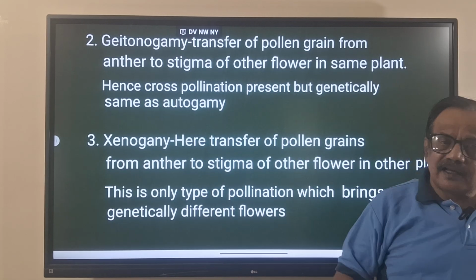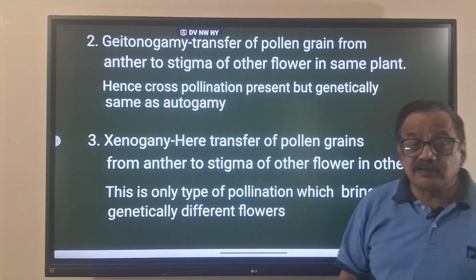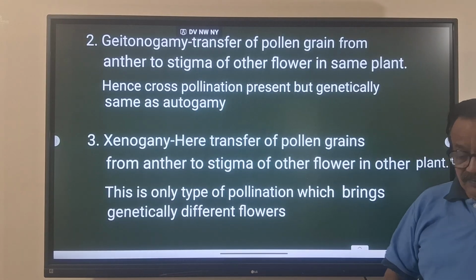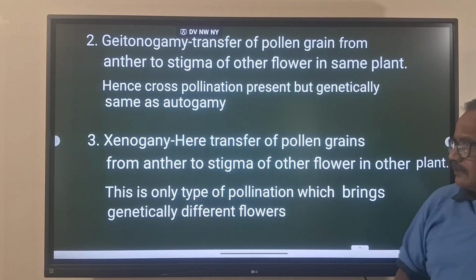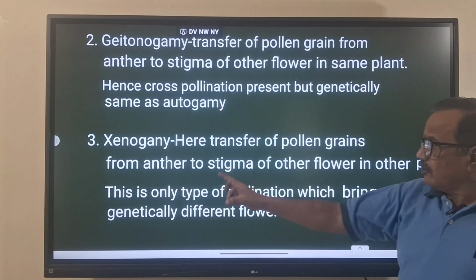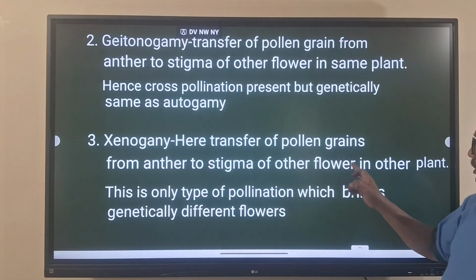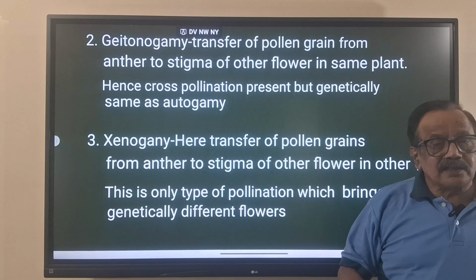There he has given the detail, which I will discuss there. Outbreeding devices is a very important topic also. It will come in the next video, or within 3 days. So here, transfer of the pollen grain is from the anther to the stigma of another flower on another plant, not on the same plant.